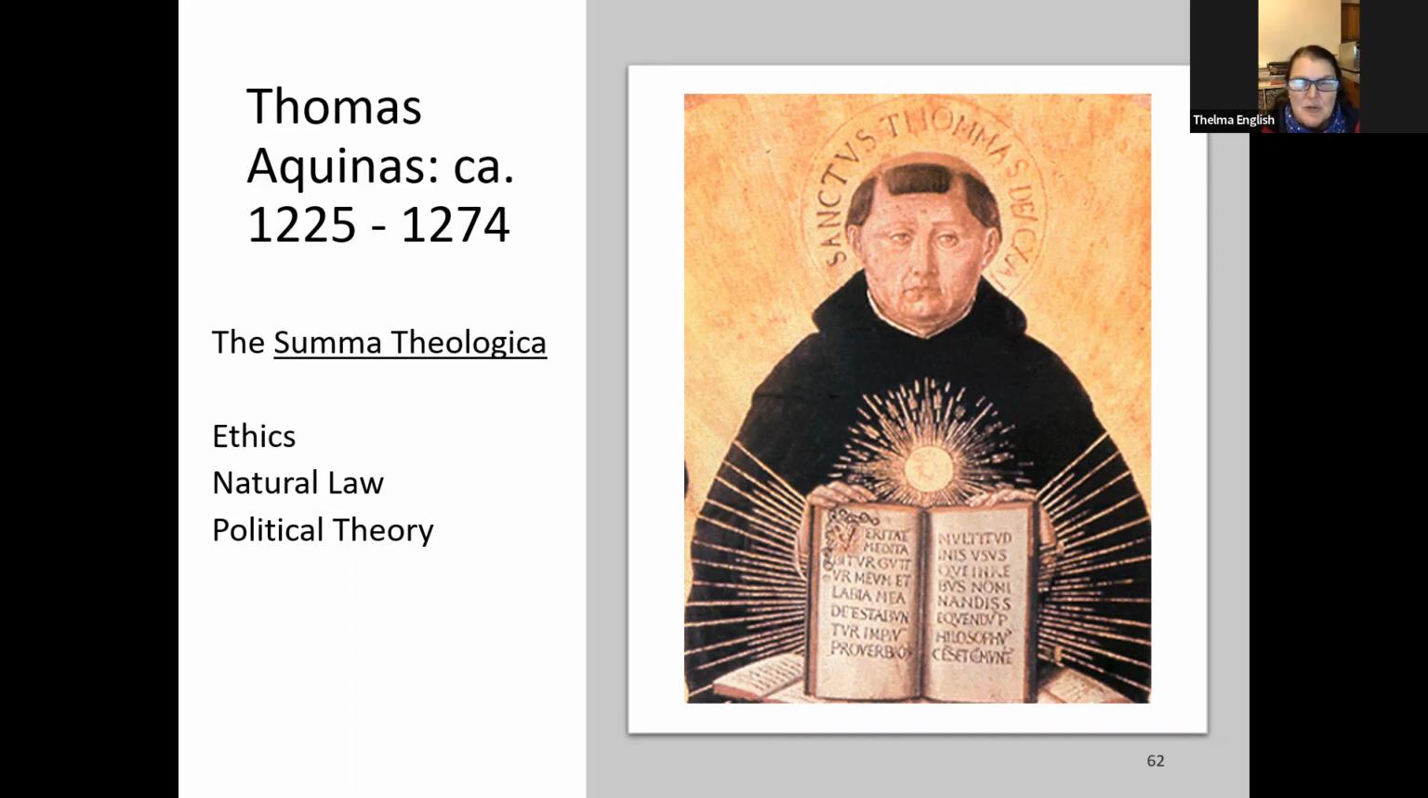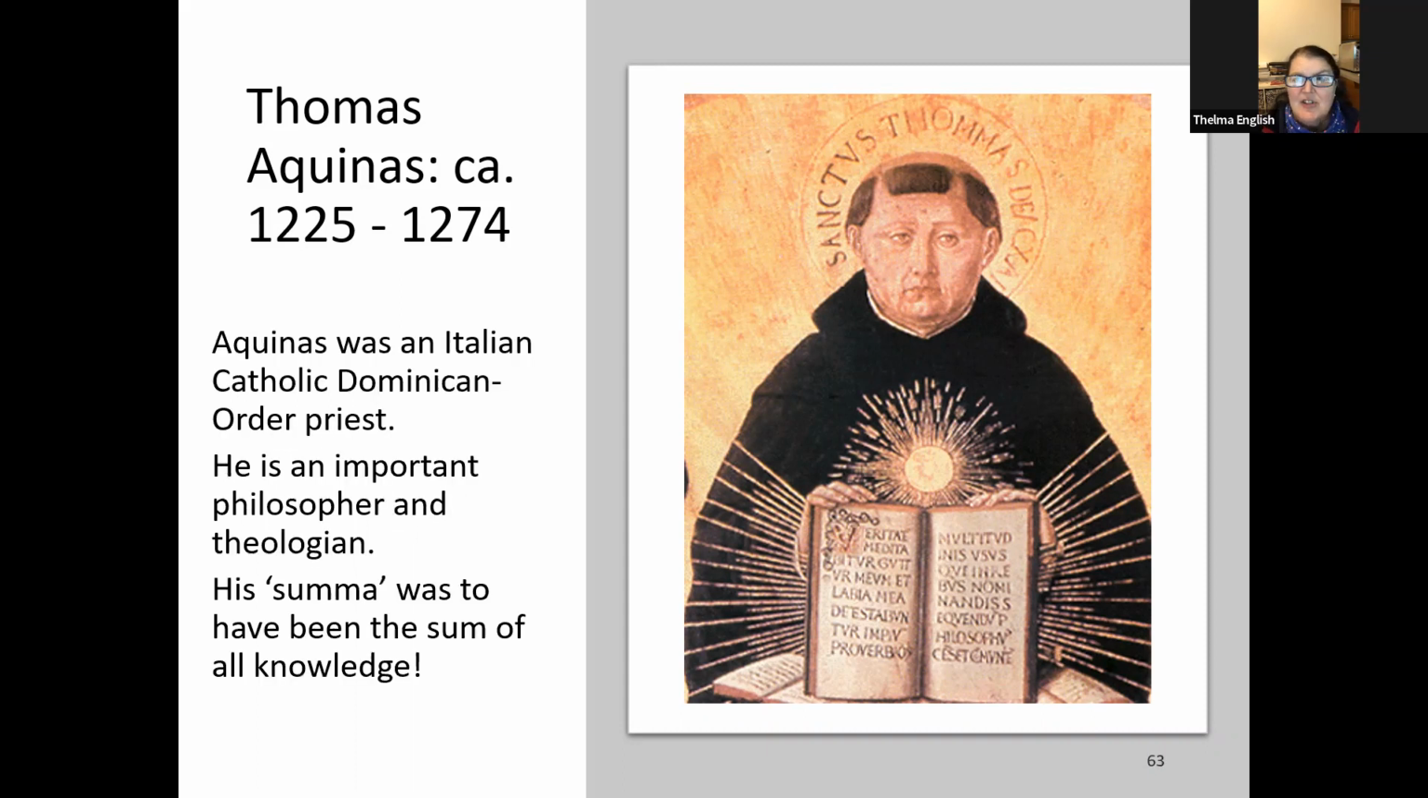He writes about natural law, in case you don't understand it. And he writes about political theory. How should we govern? And you might even extrapolate that out into how should we live? How should we then live?